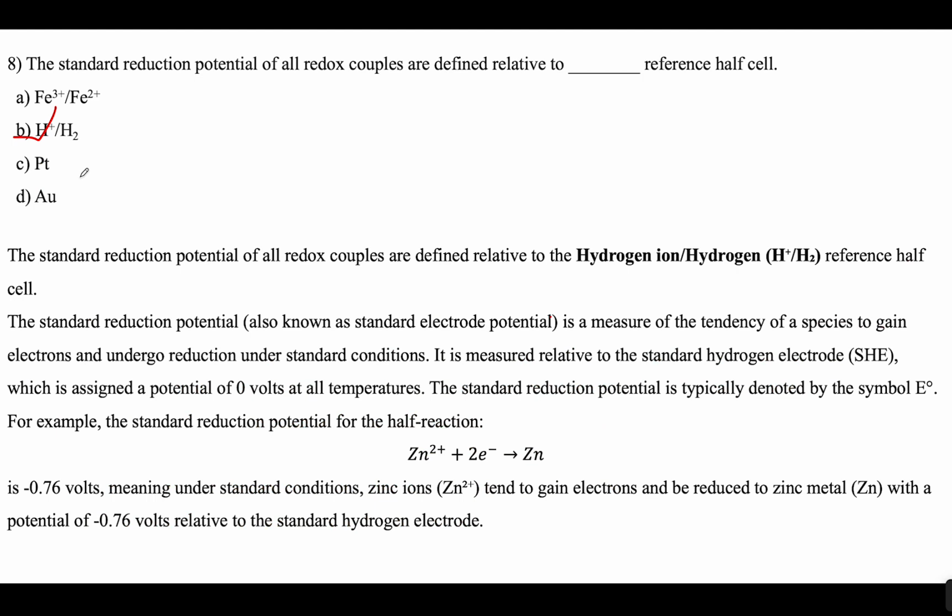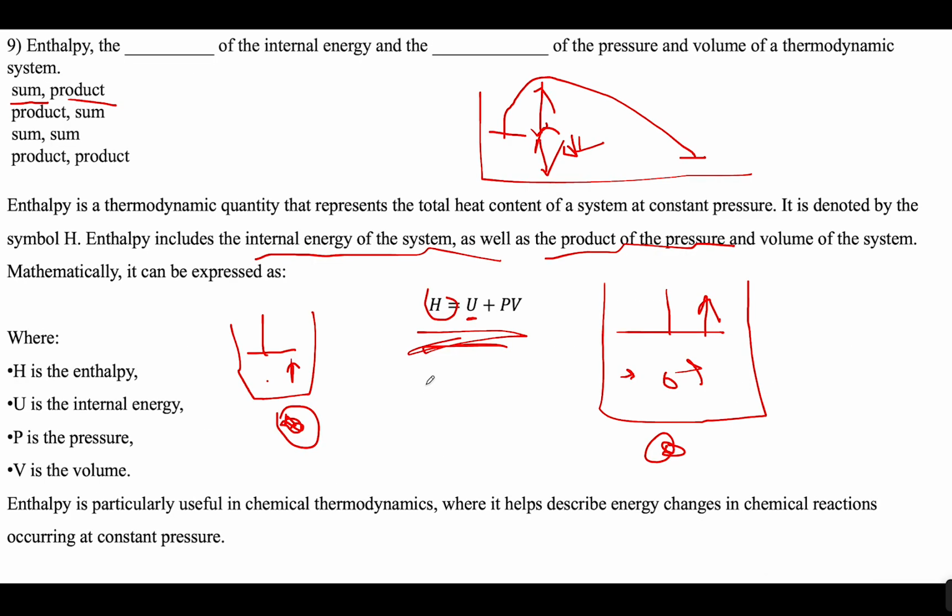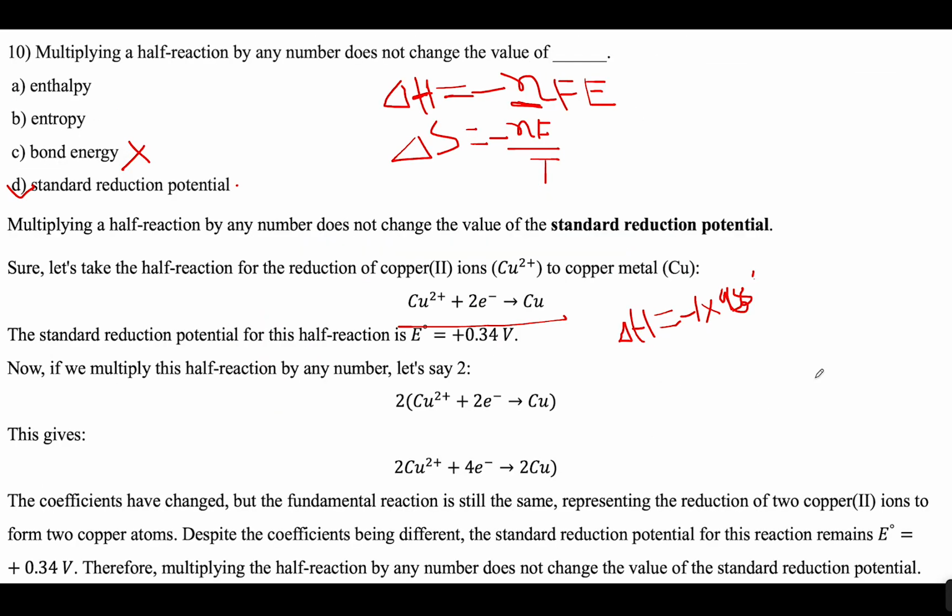Question number 8. The standard reduction potential of all the redox couples are defined relative to the H plus or H2 ions. Now moving to question number 9. Enthalpy, the dash of the internal energy and the dash of the pressure and volume of a thermodynamic system. So the correct answer is enthalpy, the sum of the internal energy and the product of the pressure and volume of a thermodynamic system.